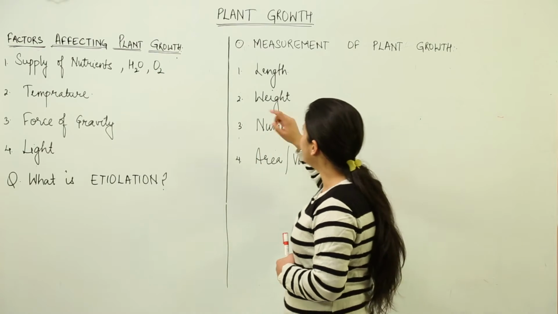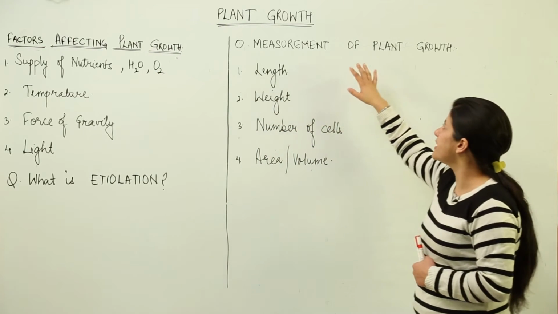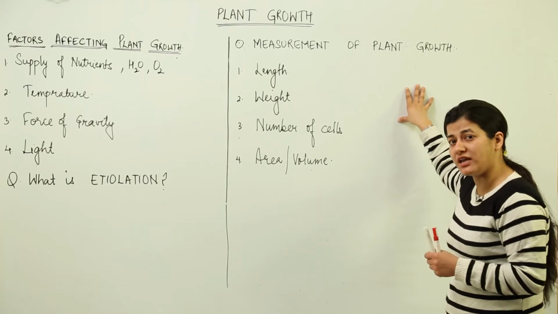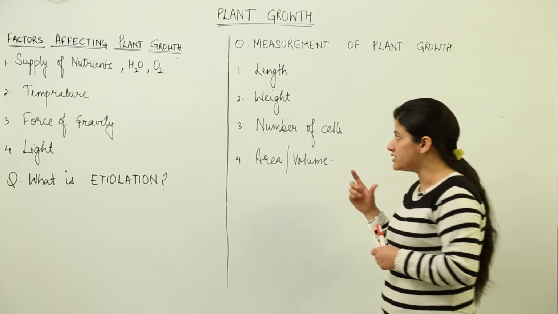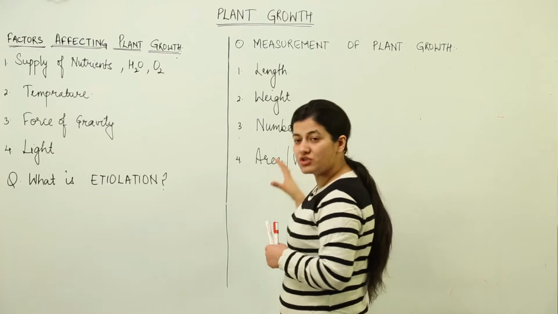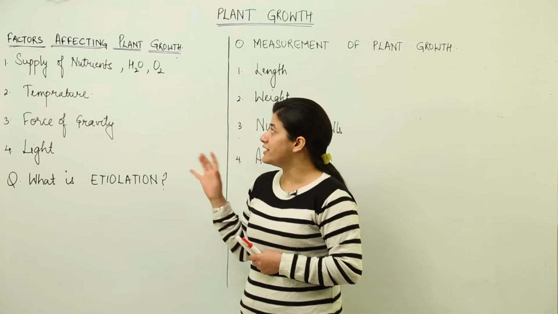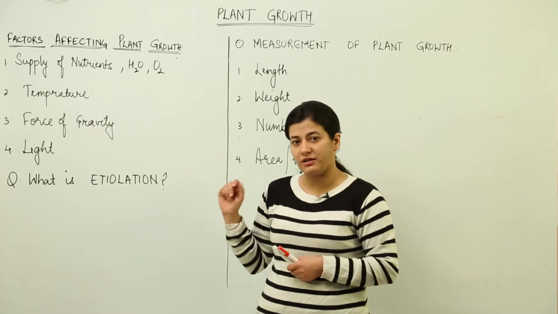And secondly, we would take into account the measurement of the plant growth. The plant growth, whether it is positive or it is negative, can be measured in certain terms. So we are going to consider the measurement of that particular plant growth, how it takes place. So first of all, let's take into account the factors which affect the plant growth.